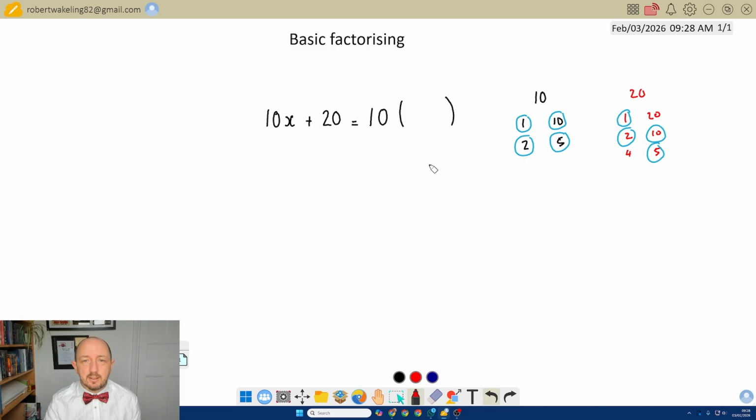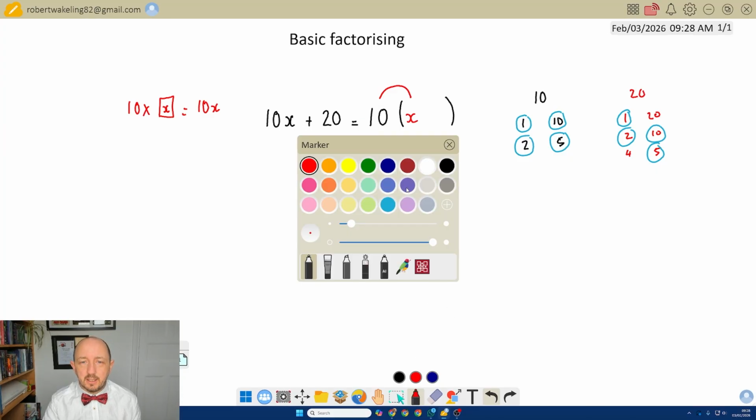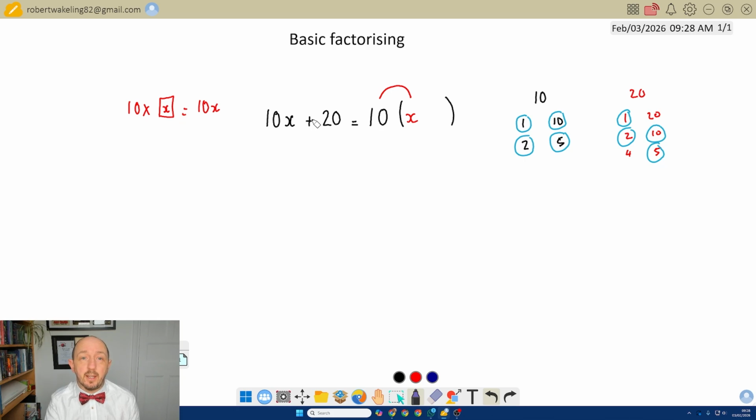And now we ask ourselves a question: what multiplies by 10 to get 10x? So 10 times something gives me 10x. And that thing that goes inside the box there would be an x. So 10 times x is 10x. And then we move to the next term. 10 times something gives me positive 20. So we need to multiply by positive 2, like this.